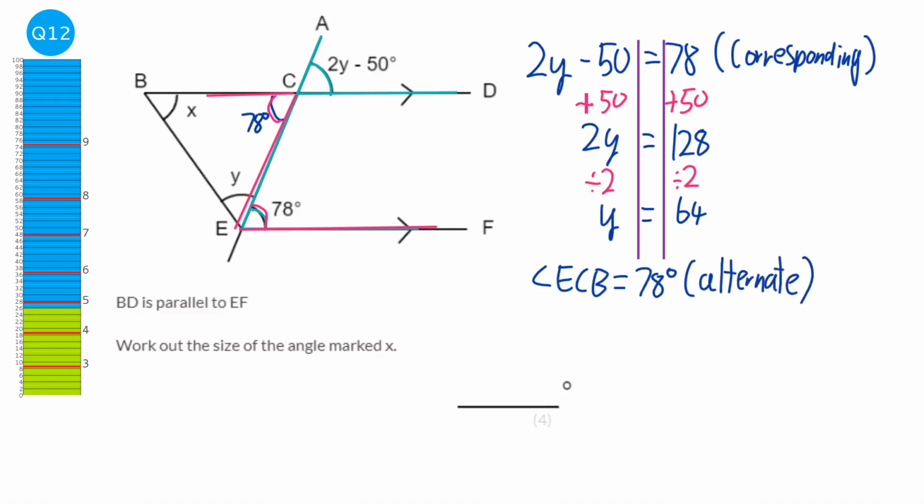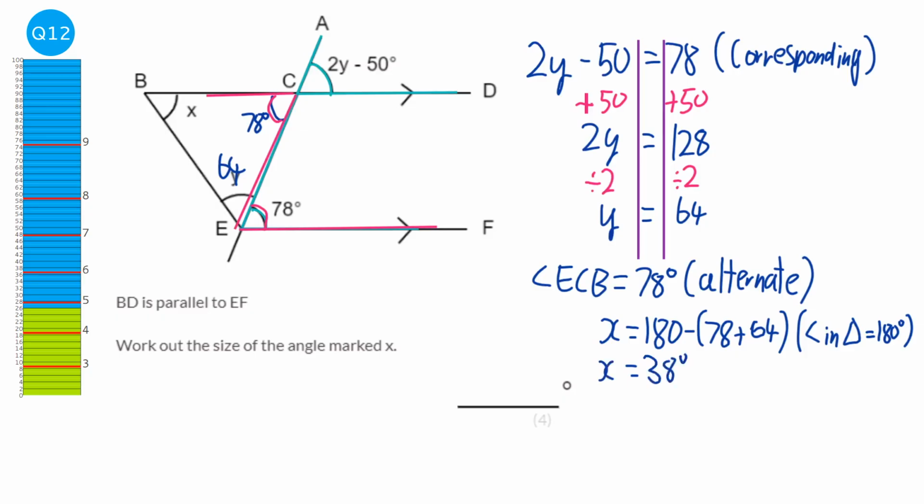And then finally, if we know this is 78 and we know that this is 64, because we know what y is, then we can work out what x is. So x equals 180, angles in a triangle, take away the 78 we know and the 64 we know. And the reason for that is angles in a triangle add up to 180 degrees. And just make sure you write down all the reasons as you go. And when we take away the 78 and the 64 from 180, you get 38. So x is therefore 38 degrees.